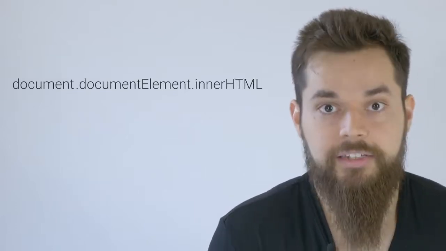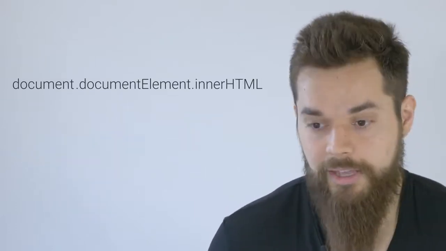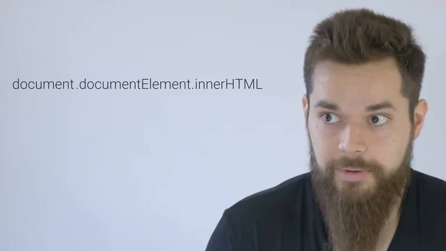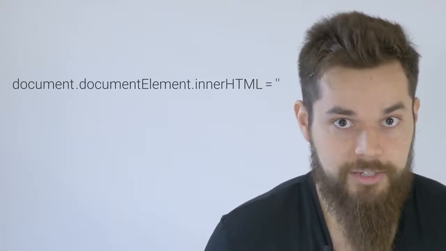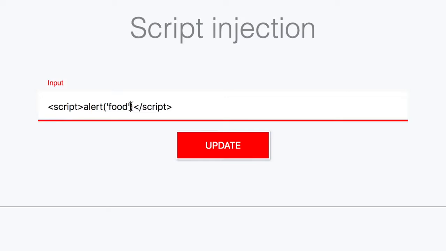Consider something simple. Instead of alerting in our example, let's just destroy the whole web page by removing all the HTML. In JavaScript, document.documentElement.innerHTML contains all the HTML of the web page. So just change it by setting it equal to an empty string. In our example, if we type that in, document.documentElement.innerHTML equals empty string, click the update button, and it's gone.